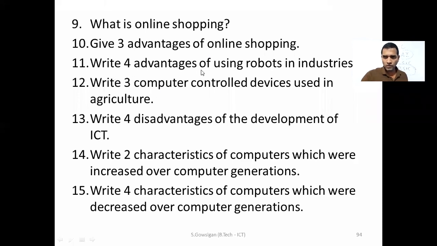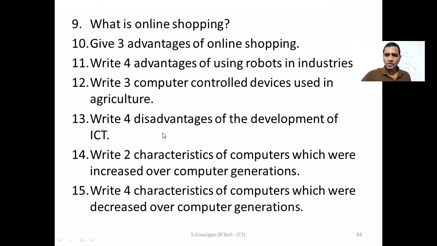Number 11, write 4 advantages of using robotics in industry. We know that, right? We discussed hygienic, accurate, it can work 24 hours in a day, it never gets tired, right? There are some advantages. Number 12, write 3 computer control devices used in agriculture. So which means they can be automatically controlled, like automatic weed remover, automatic insect controller, drip irrigation. You know, drip irrigation is also something which is automated, right? Seedling using robotics, harvesting using robotics, everything is computer controlled.